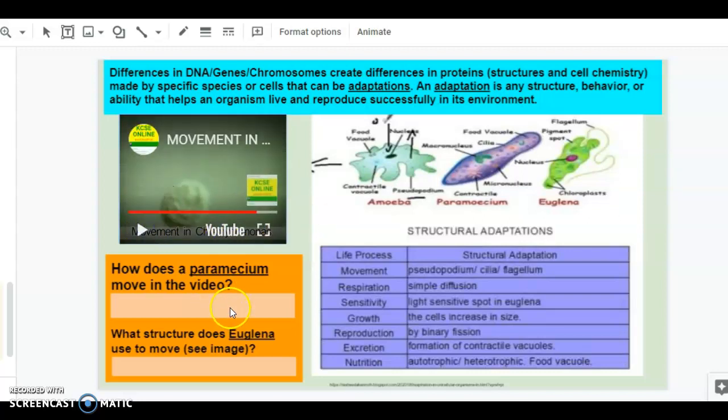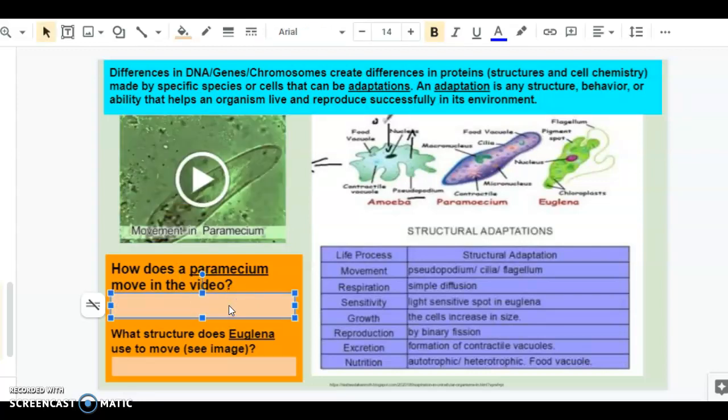So how did the paramecium move? It moved using cilia. What structure does euglena use? Well, here's the euglena. What structure does it use to move? It uses flagellum.